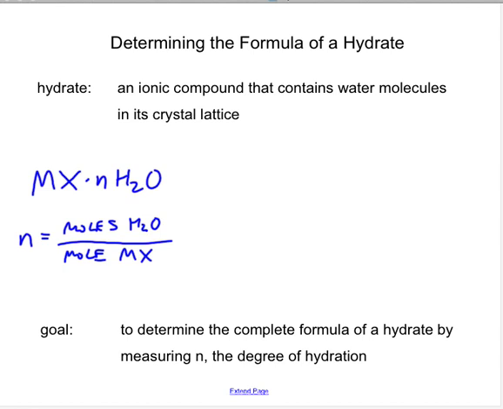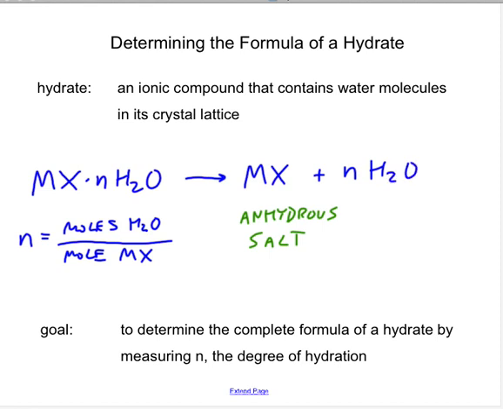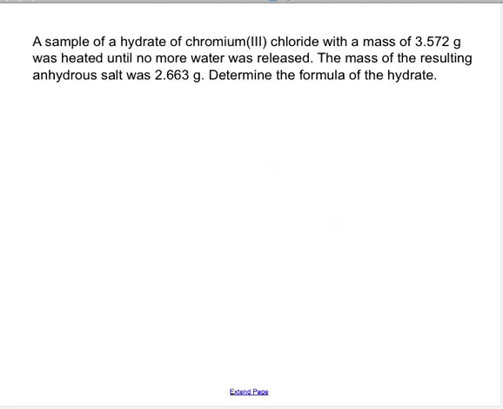Well, we do this experimentally by simply taking a sample of the hydrate and heating it, driving the water off from the crystal lattice into the vapor phase, leaving behind just the Mx, which is referred to sometimes as the anhydrous salt, anhydrous being the fancy term for dry. And of course, the N water molecules just escape into the vapor phase. So by measuring the mass of the anhydrous salt that's left after drying it, and subtracting that from the mass of the original hydrate, we can calculate the mass of water that was given off. So let's do a couple of examples.